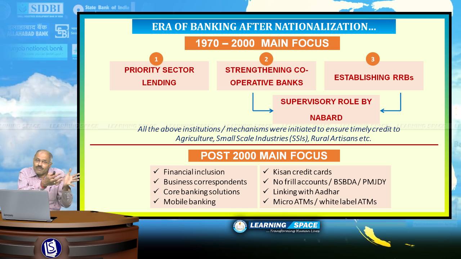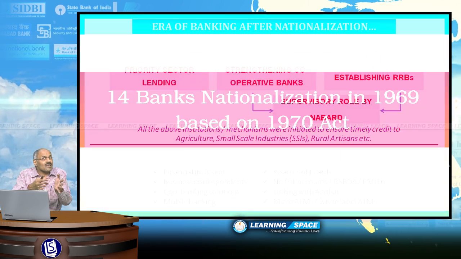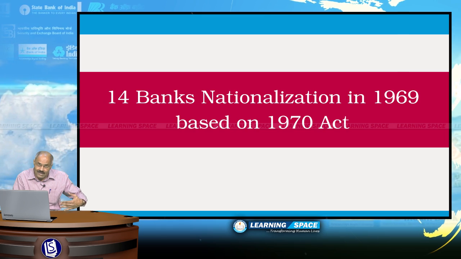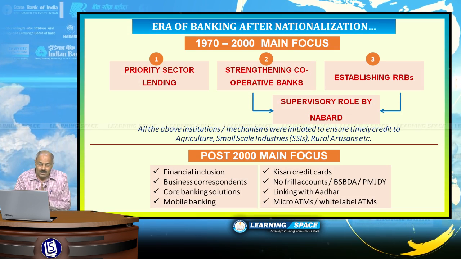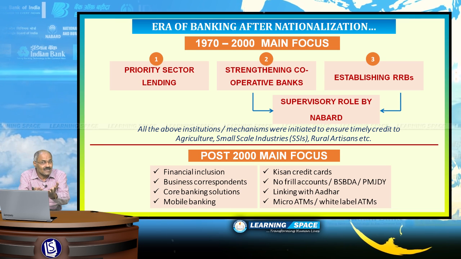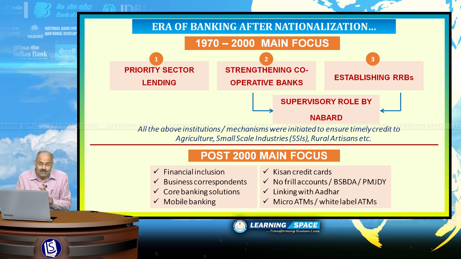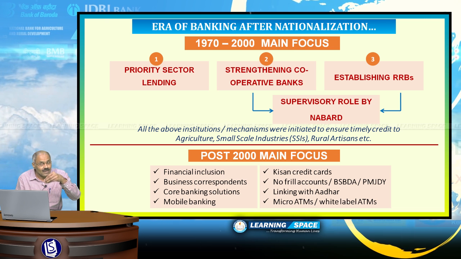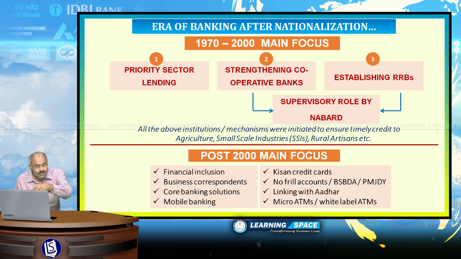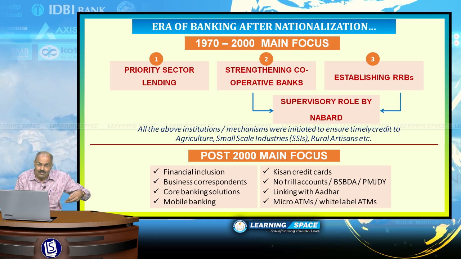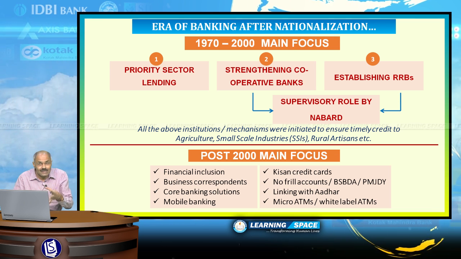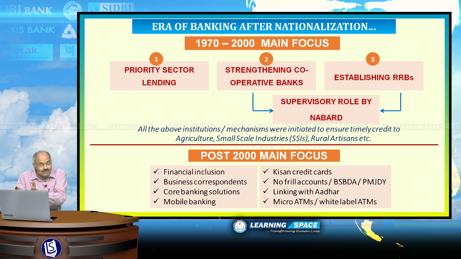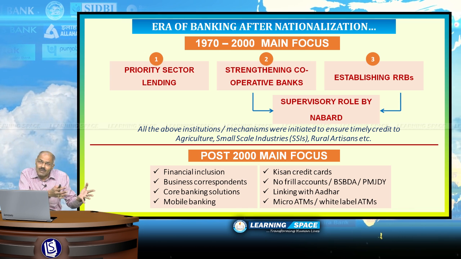If you look at the focus before 2000, in the year 1969, 14 banks were nationalized. Subsequently, the lead bank scheme was brought in to coordinate banking affairs in the district. The next important step was priority sector lending. Then subsequently regional rural banks were established. Cooperative banks were strengthened. NABARD was established in the year 1982 to act as a supervisory body for cooperative banks and regional rural banks. So, this was the main focus prior to 2000.